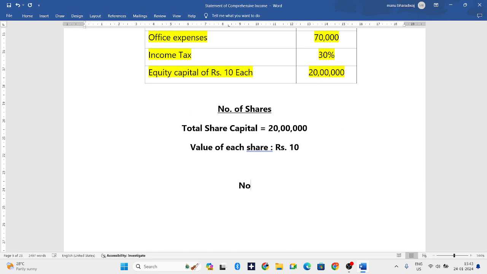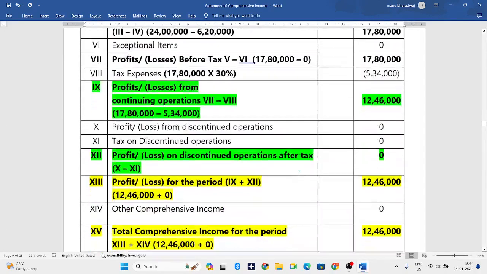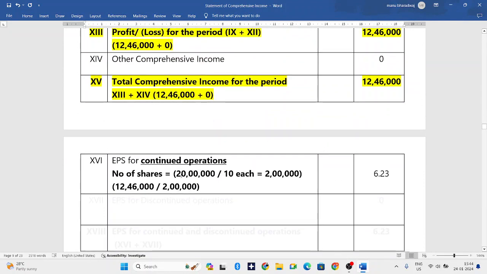So number of shares, we have to divide the total share capital by value of each share. Total share capital is 20 lakh divided by 10, we get the number of shares. Number of shares is 2 lakh. So this is what I have found out here. So 20 lakh divided by 10 is equal to 2 lakh.